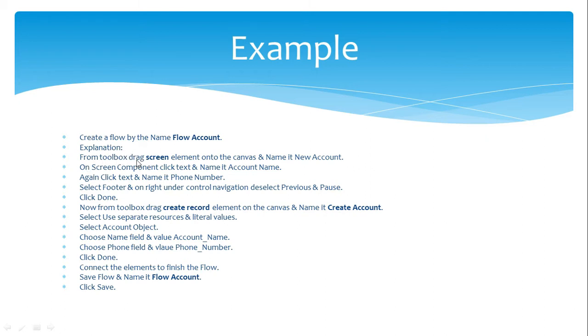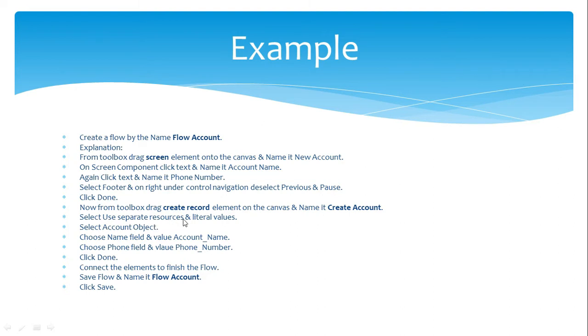From the toolbox, drag a screen element onto the canvas and name it new account. On the screen component, click text and name it account name. Again click text and name it phone number. Select footer and on the right under control navigation, deselect previous and pause. Click done. Now from the toolbox, drag the create record element onto the canvas and name it create account.